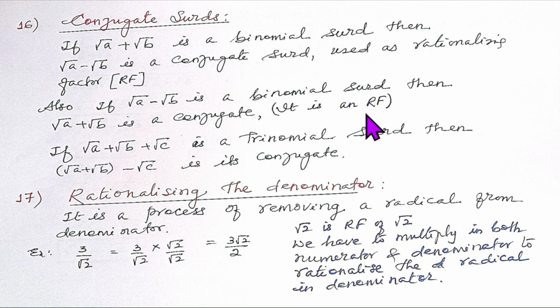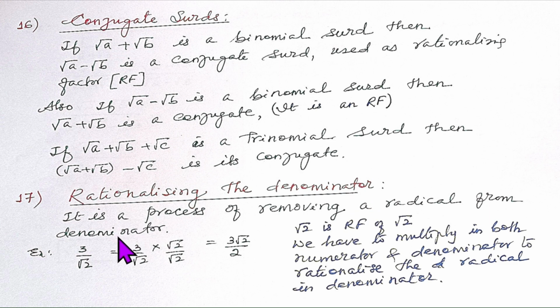If three surds are there, √a + √b + √c is a trinomial, then we have to be careful here. We have to group them and make a pair, that is (√a + √b) − √c, then we have to take the conjugate. So if I pair it, then it will be (√a + √b) + √c, this is one group. Then if I change the sign to minus, that becomes the conjugate. You should know how to group it properly.